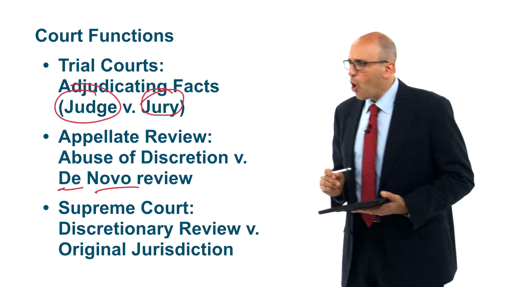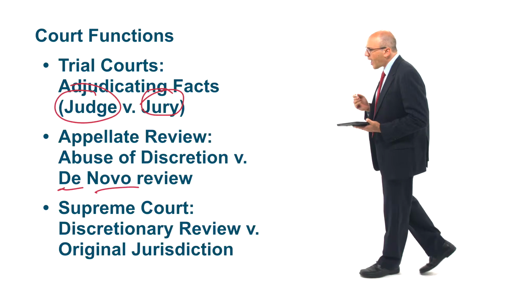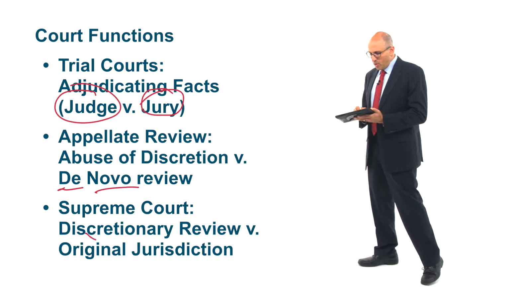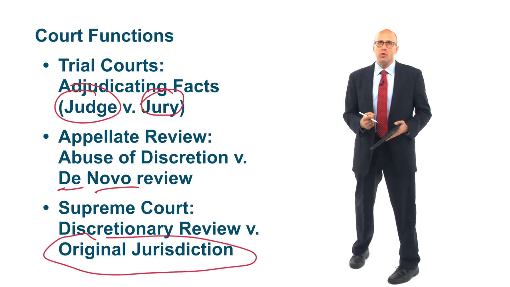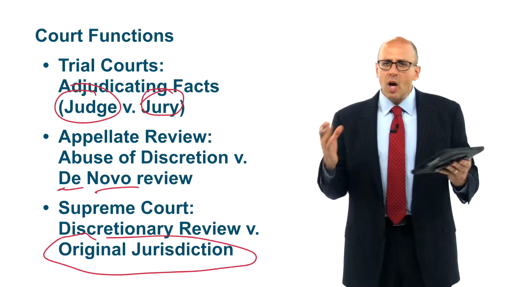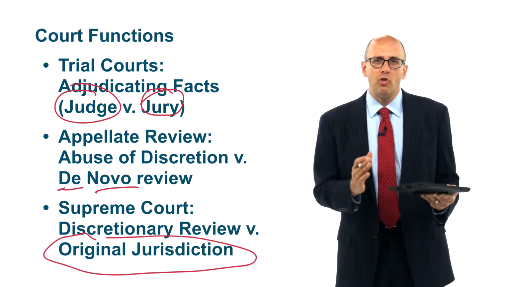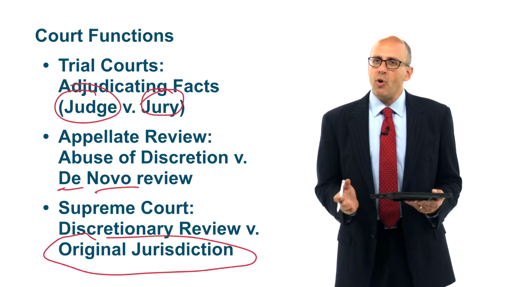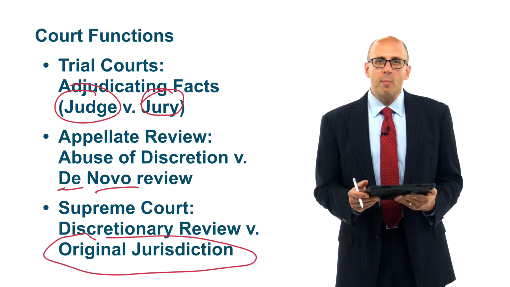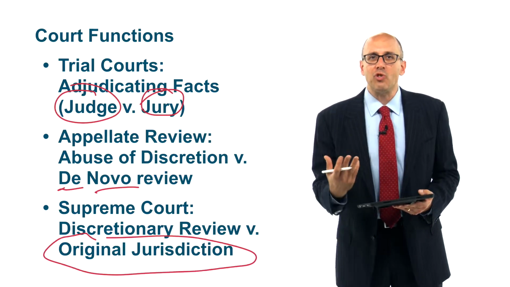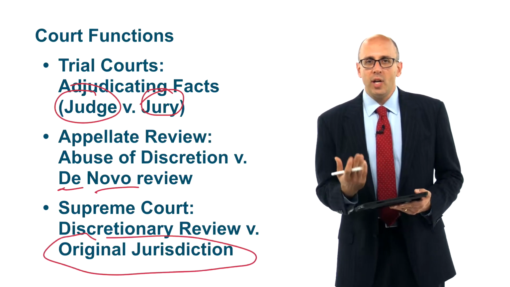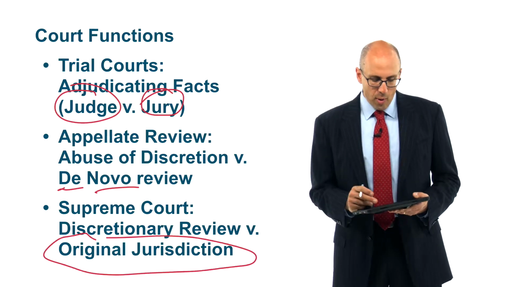There is a small category of cases that are within the Supreme Court's original jurisdiction. They're not wildly important. They generally have to do with disputes between two states. And in those kinds of cases, the Supreme Court actually sits as a trial court to hear the case under the US Constitution.